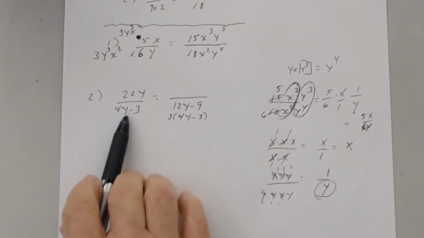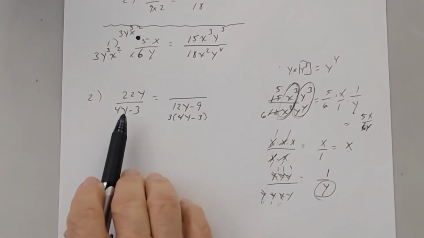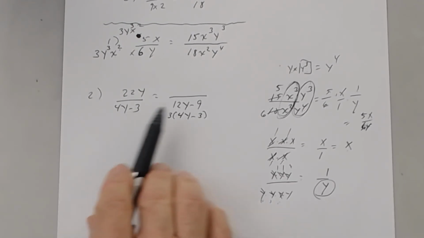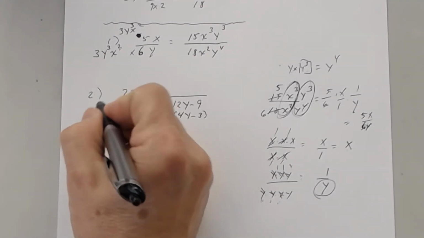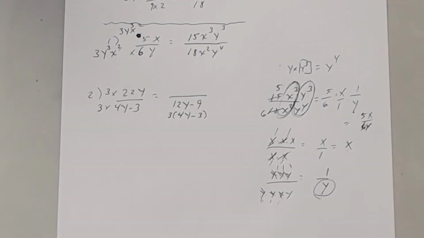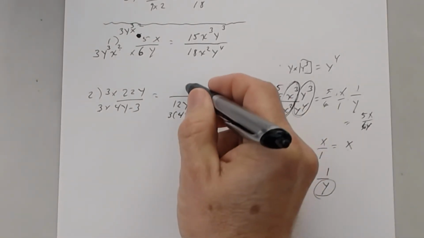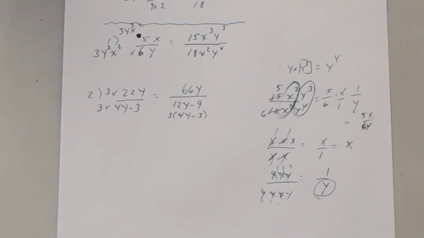Now, look at what you have. Look at what you want. What factor am I missing? What do I need to multiply this factor by to get this denominator? 3. I'm going to say times 3, but what I do to the denominator, I do to the numerator. So what is the numerator right here? 66y. Okay, 66y.